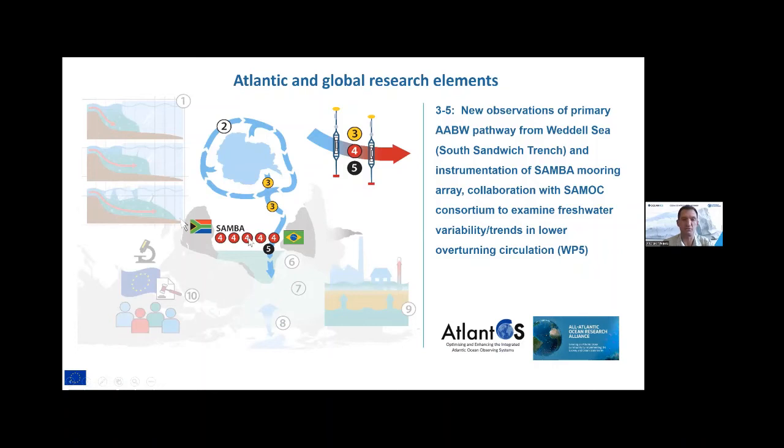This water mass does move up the Atlantic and is observable at the SAMBA Array, which is an array of moorings that go between Brazil and Africa, and is maintained by Brazil, Argentina, and South Africa. So we've worked in collaboration with the SAMOC Consortium, which is looking at the South Atlantic overturning circulation, and is part of the AtlantOS and All Atlantic Ocean Research Alliance. So we'll be instrumenting these arrays with extra instruments to look at the bottom water properties, which are presently unmeasured, and starting to use that to link up our longer term understanding of where this bottom water is going and changing with what's happening immediately around the continent.